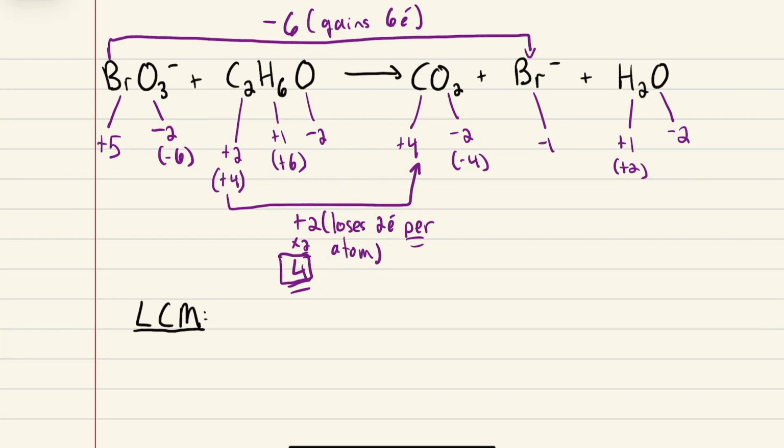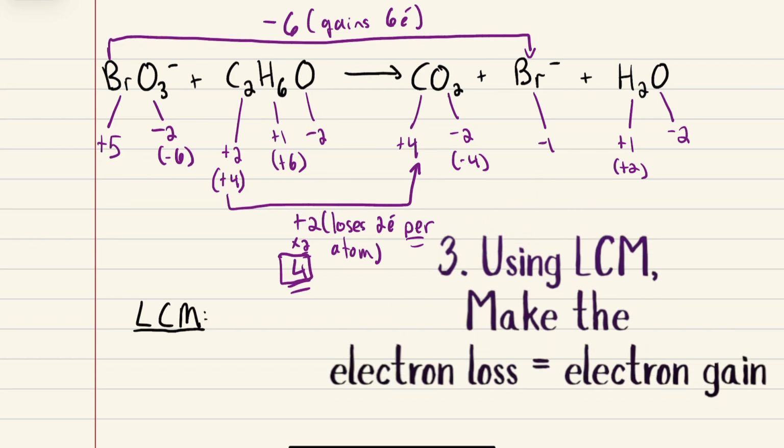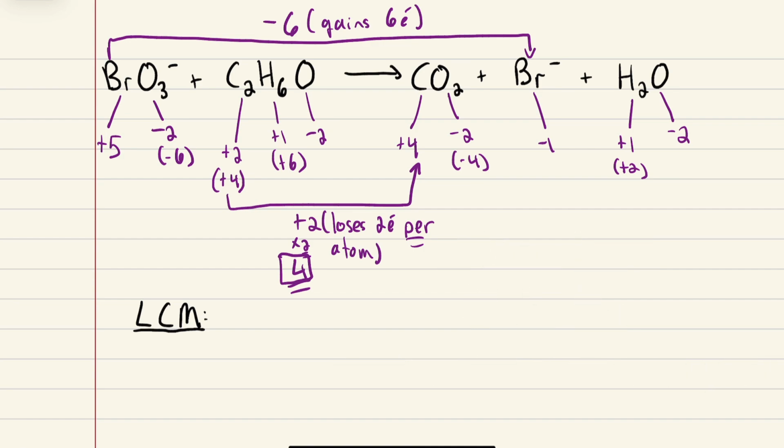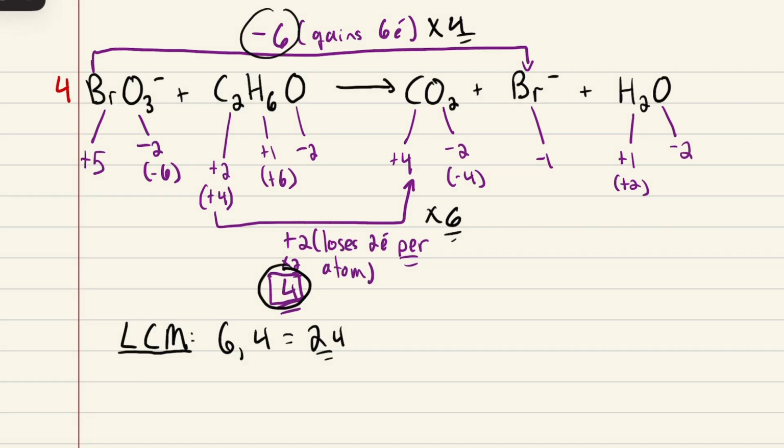Now, to ensure that the law of conservation of charge is obeyed, we've got to make sure that the electron loss is equal to the electron gain. And so to do that, we're going to get the lowest common multiple between the oxidation and the reduction sections of this reaction here. So between 6 and 4, that is going to be 24. That's the lowest common multiple. And so that means that we're going to have to multiply this by 4 and then this by 6. And those multipliers, the 4 and the 6, are going to go as coefficients in order to start the balancing process.